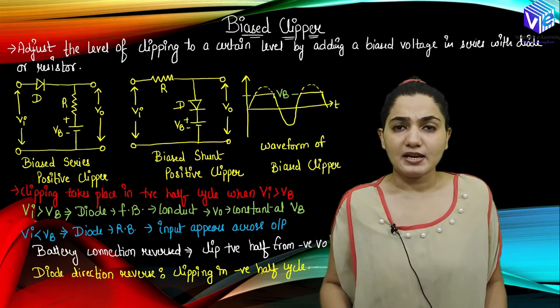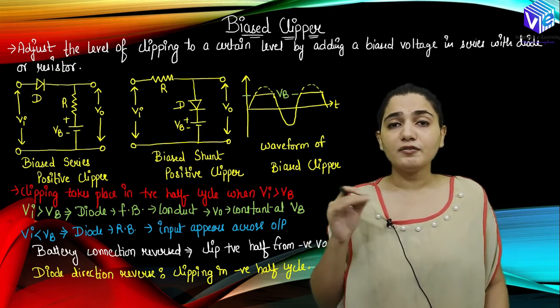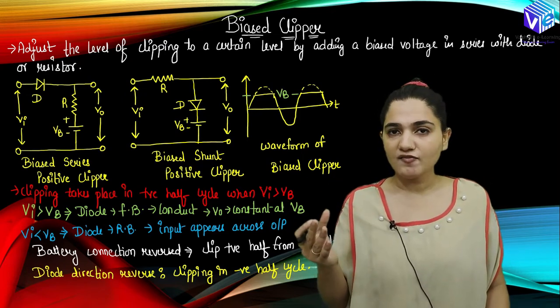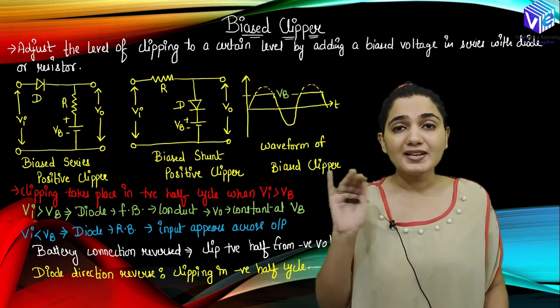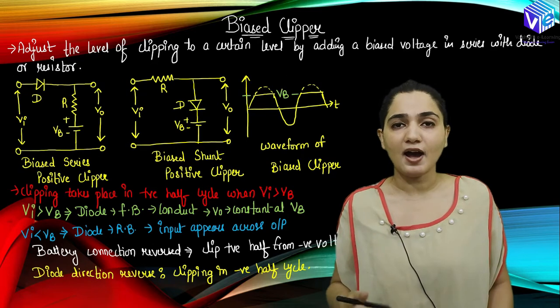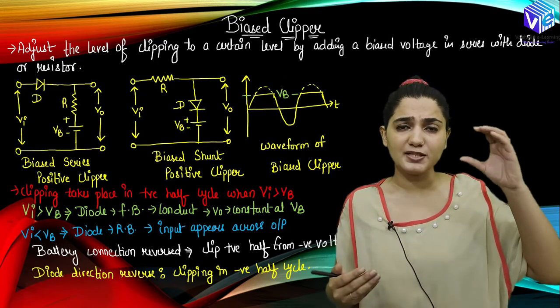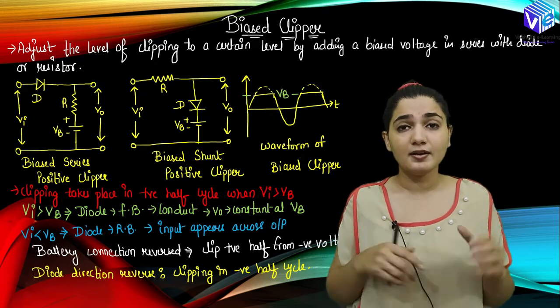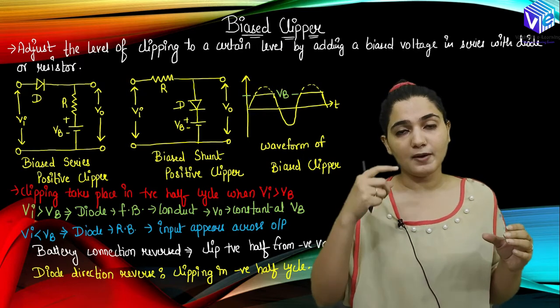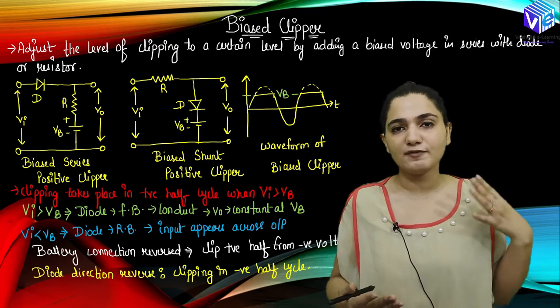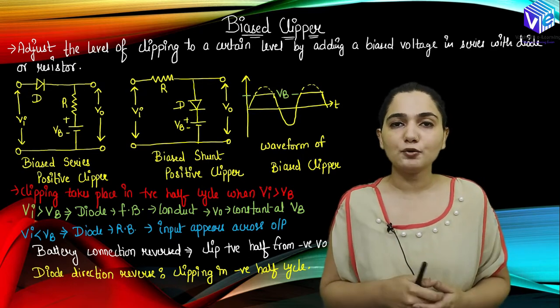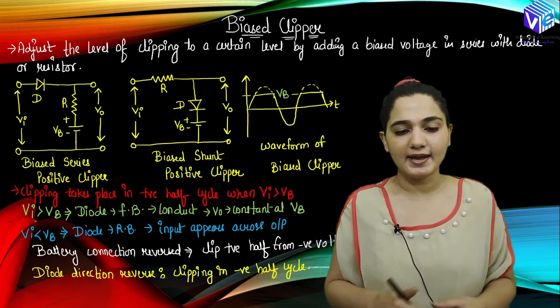Now coming to the bias clipper. Till now we were clipping off the full positive half cycle or the full negative half cycle. If I want to clip off from plus 5 to plus 2, I don't want the input waveform there, but from plus 2 to minus 5 I want it, when the input was plus 5 to minus 5, how can I do this? With the help of the biased clipper I can do this.